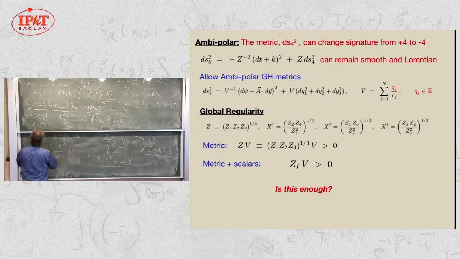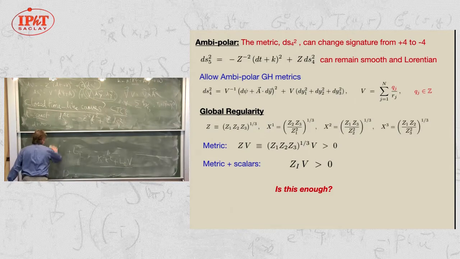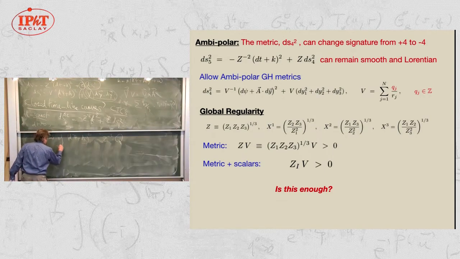And in particular, I want to look at a particular combination, which is the coefficient in here of (d psi plus A) squared. What it looks like is Z to the minus 2 times something or other, a quantity I'll call Q, and Q is equal to, you get a Z from here times, let's see, is it V to the minus 1? Yes, Z times V to the minus 1. I want to actually multiply it by something else. Q is equal to, let me write down the answer.